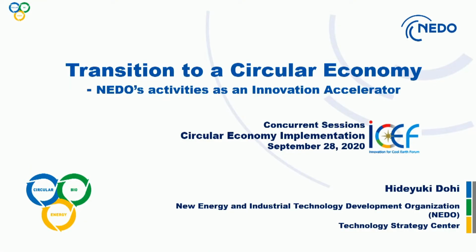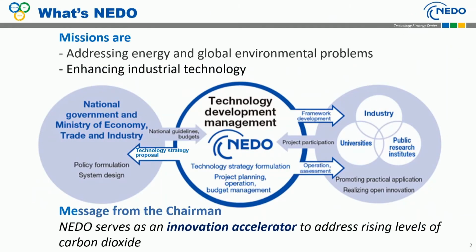I'd like to talk about transition to a circular economy. My name is Dohi. I am in charge of making strategy and planning projects for innovation in NEDO. Before the main topic, let me introduce NEDO. NEDO is the largest R&D funding agency in Japan. Our missions are to address the energy and environmental problems and to enhance industrial technology. We formulate projects and their frameworks by combining industries and many R&D institutes.